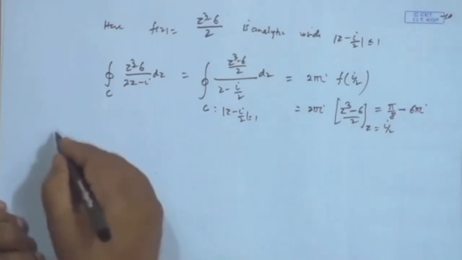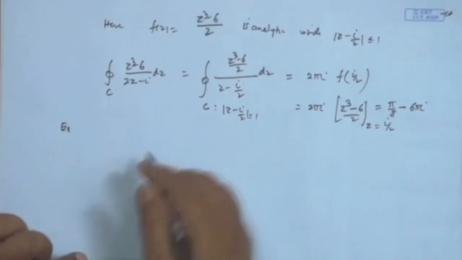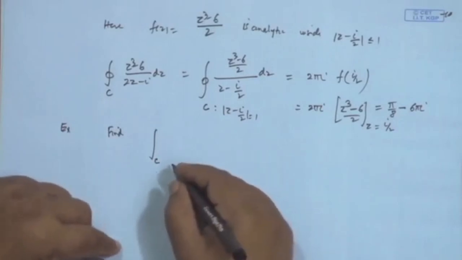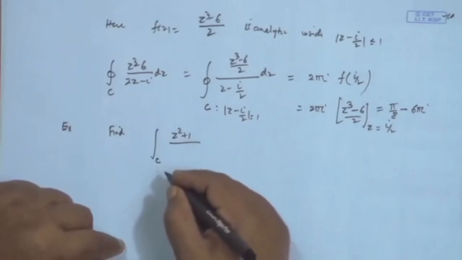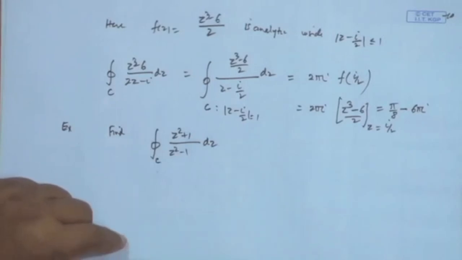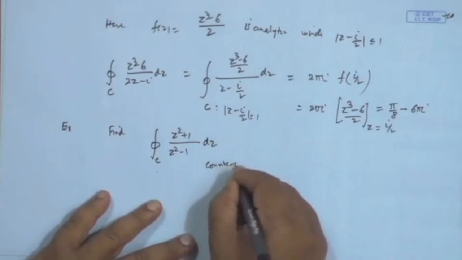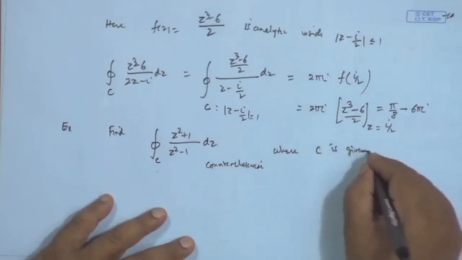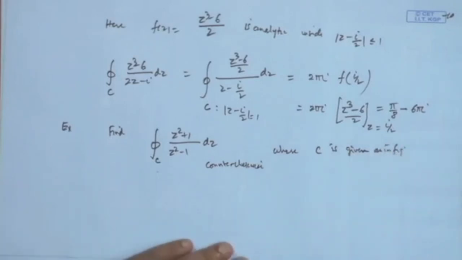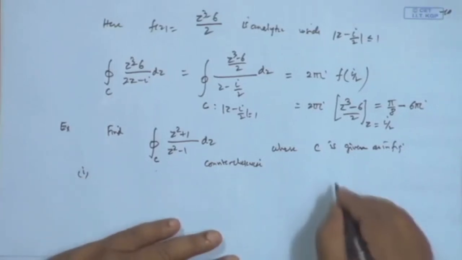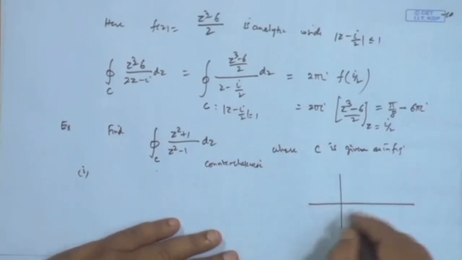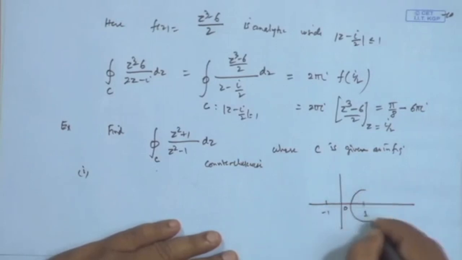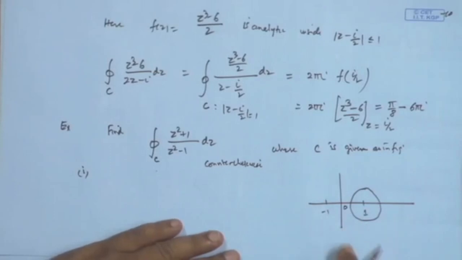Another example. Let us consider the curve, and find the integral over C of (z^2 + 1)/(z^2 - 1) dz along the path C, where the direction is taken counterclockwise, and C is given as in the figure. Suppose we have the first case, C is this circle. This is 0, here is -1, this is 1. Suppose this is our C. C is this closed curve surrounding the point 1.